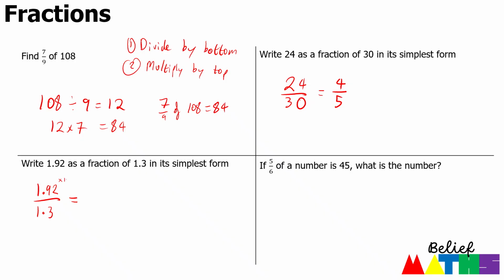So we're going to multiply the top by 100 and the bottom by 100. It's not just a case of removing the decimals. That gives you 192 divided by 130. Now we can simplify these. We can see they're both even, so we can divide them both by 2.